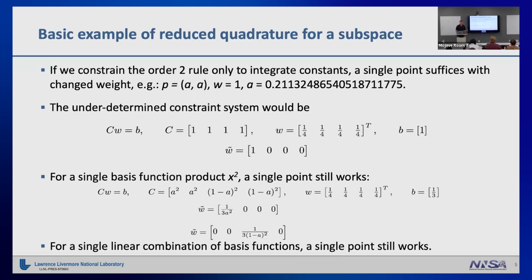Similarly, you could do this for a non-constant basis function, say the product x times x. You can still get a single point with a different weight. So if you were to take a point on the left side, you get this weight 1 over 3a squared. If you flip it to the right, you get this different weight. But the point is, you can do this for any particular basis function. You can do it for a small set of basis functions and still get a smaller number of quadrature points, more than one, say, but not a full set of points.